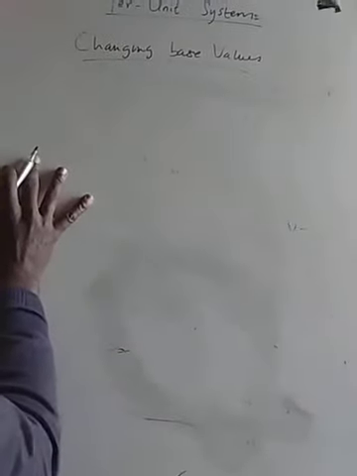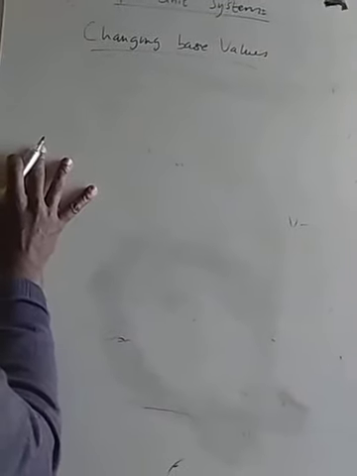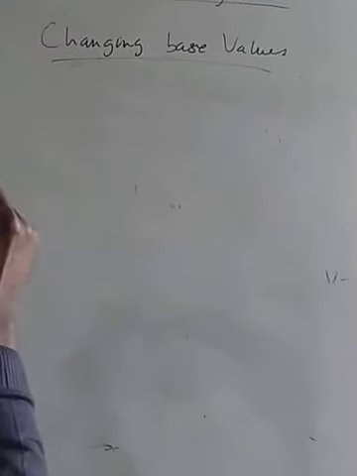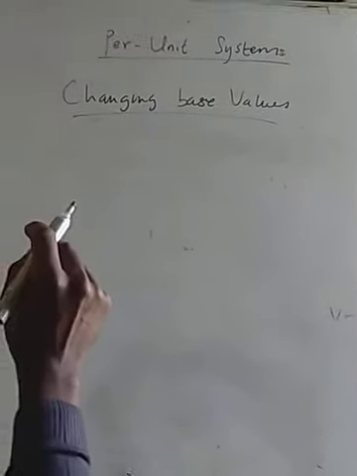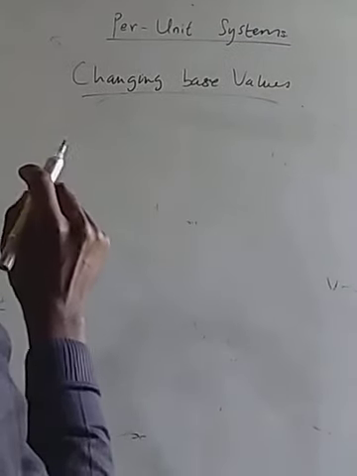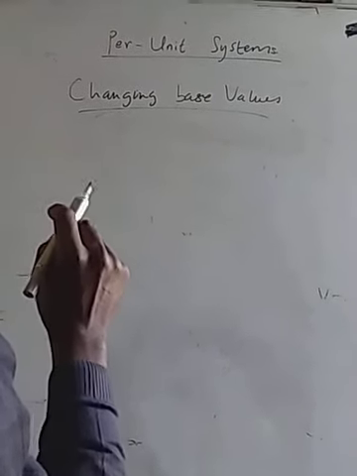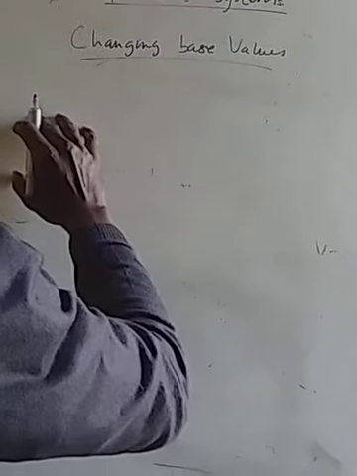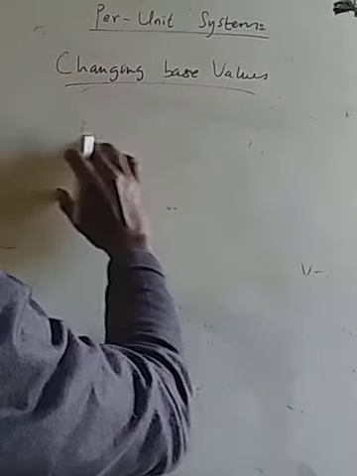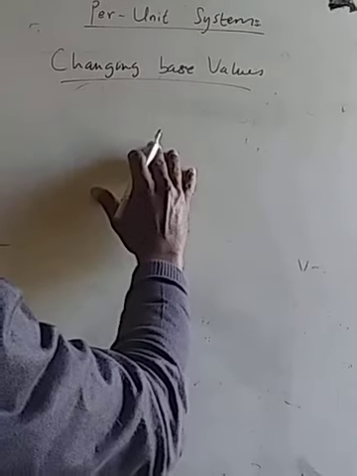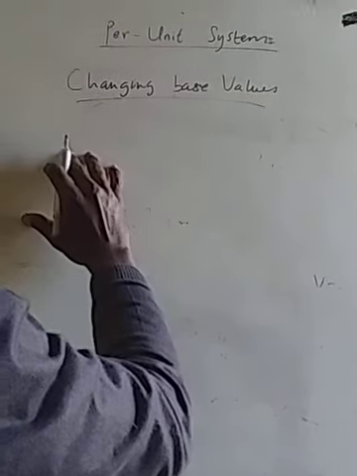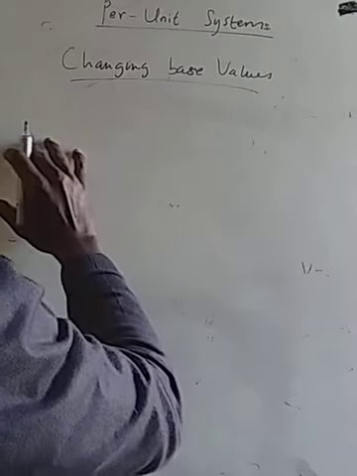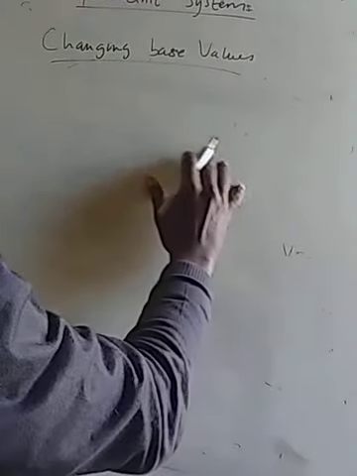I want to talk about changing of the base values. If you want to do network calculation using per unit values, all the per unit values must be calculated using the same base values.